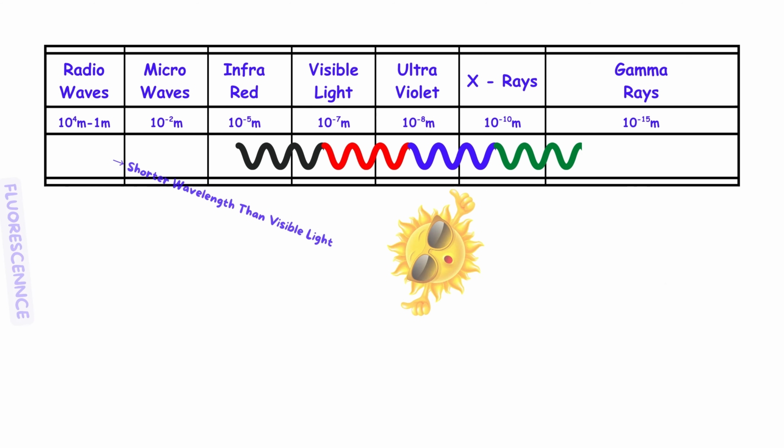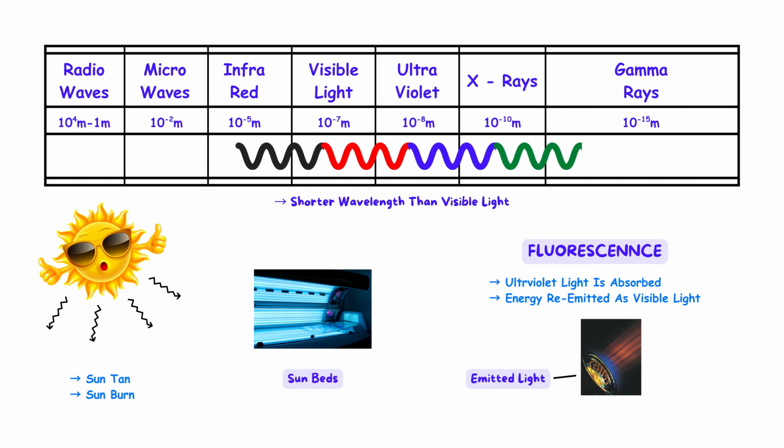Now moving on to ultraviolet radiation, which is located just beyond violet on the electromagnetic spectrum and has a shorter wavelength than visible light. The most commonly known source of ultraviolet radiation is the sun, which emits it naturally and is responsible for sun tanning and, in some cases, sunburn when skin is exposed for extended periods. In addition to natural sources, ultraviolet light can also be generated artificially using special lamps or devices such as sunbeds, which people sometimes use to give their skin a tanned appearance without sunlight.